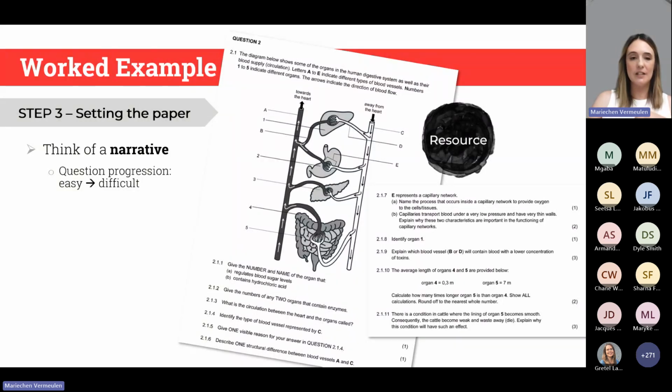So the first question then asks them to give the number and the name of an organ that regulates blood sugar levels and that contains hydrochloric acid. And you could have made this even more straightforward by just saying name organ 2 and name organ 3, okay? But I wanted to have the combo question in there. And then you move on to another easy kind of question where it's just about giving the numbers of 2 organs that contain enzymes, something that they've learned as part of the classroom knowledge.